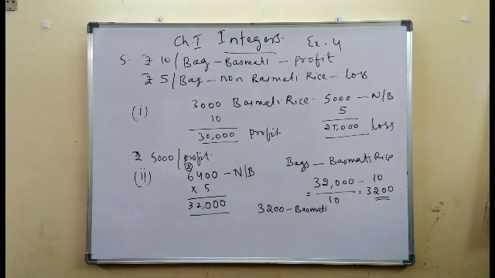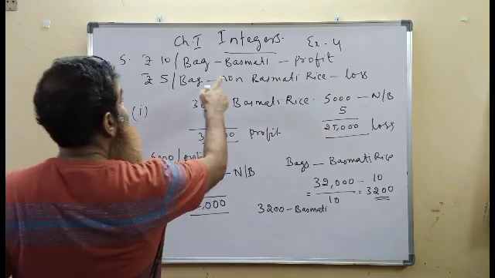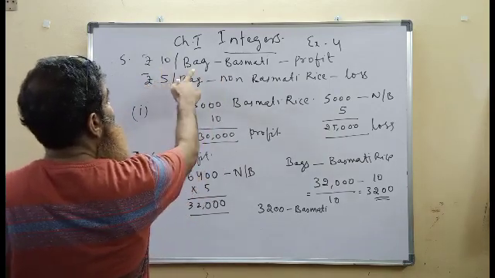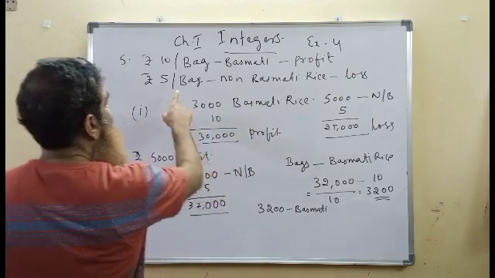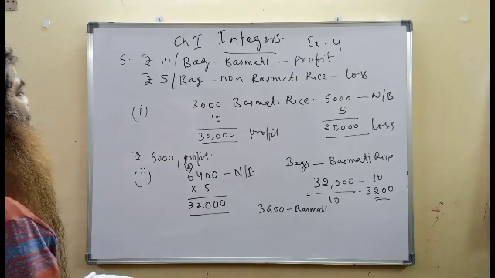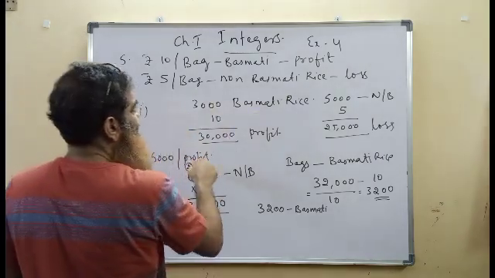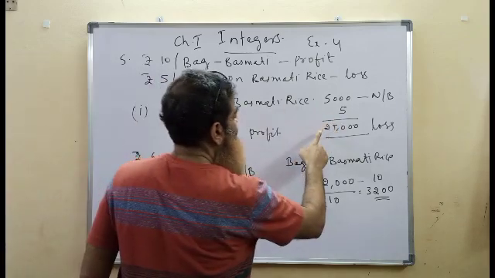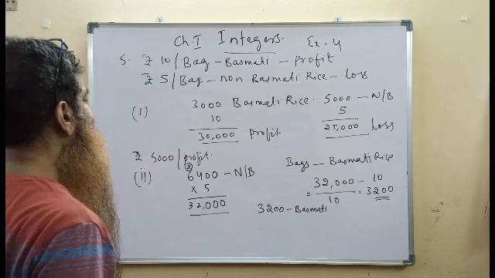So I repeat, a merchant on selling a bag of basmati rice makes a profit of 10 rupees per bag, and on selling non-basmati rice per bag he incurs a loss of 5 rupees per bag. In a month, if he is selling 3,000 bags of basmati rice and 5,000 bags of non-basmati rice, how much profit or loss is he incurring?